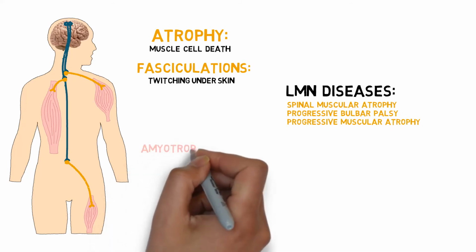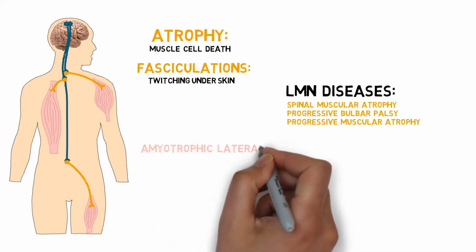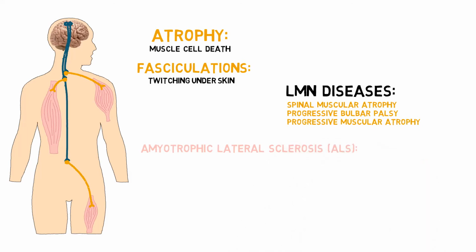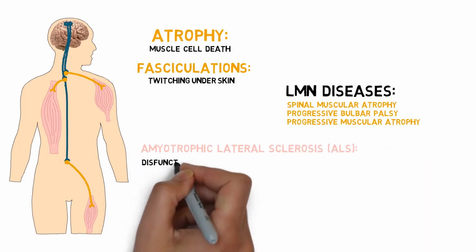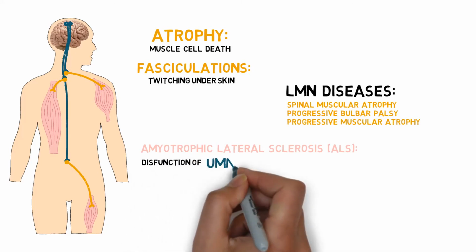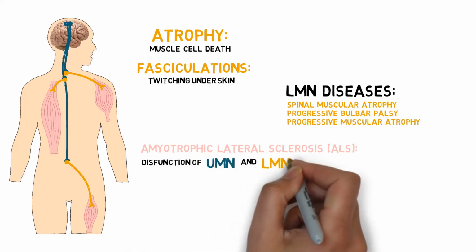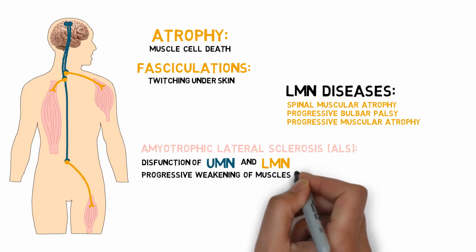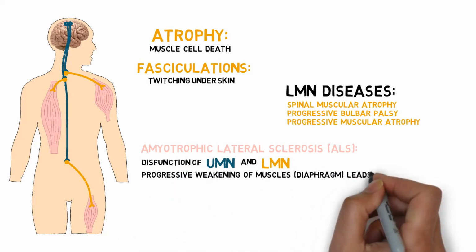Amyotrophic lateral sclerosis, ALS or Lou Gehrig's disease, is a combination of upper motor neuron and lower motor neuron dysfunction. This disease produces progressive weakness in the musculature until it affects the diaphragm. Once the diaphragm is involved, the patient is no longer able to breathe and must be put on a respirator for the rest of their life.